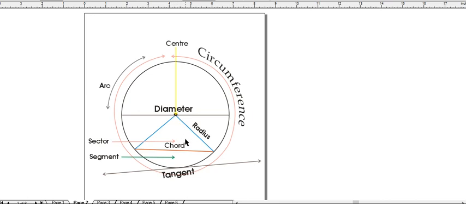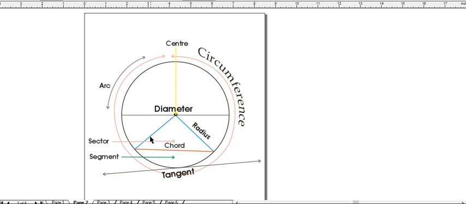Having said that, another line here, which is a straight line that divides a circle into two unequal parts, is called chord. I come again. Any line that divides a circle into two unequal parts is called a chord. Look at the name, chord. C-H-O-R-D, chord.